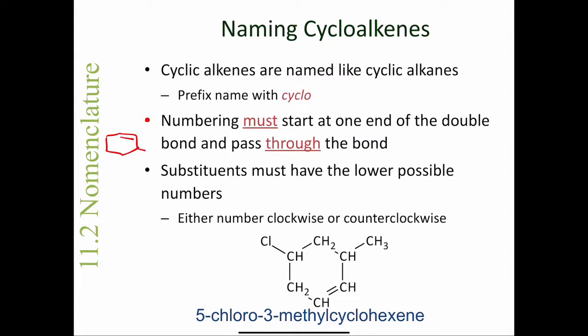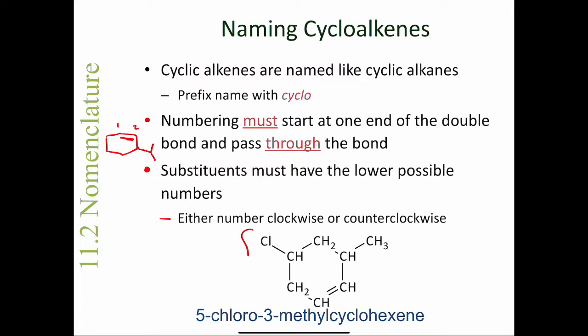put a substituent on here, like let's say an isopropyl group like this, the numbering has to start through the double bond. So I have to go 1, 2. The numbering always has to pass through that double bond. And then what we want to do is give the substituents the lowest possible numbers. So we can number the molecule either going clockwise or counterclockwise. Whether it's clockwise or counterclockwise is not important. What's important is that you abide by this rule here, that the substituents have to get the lowest possible numbers.